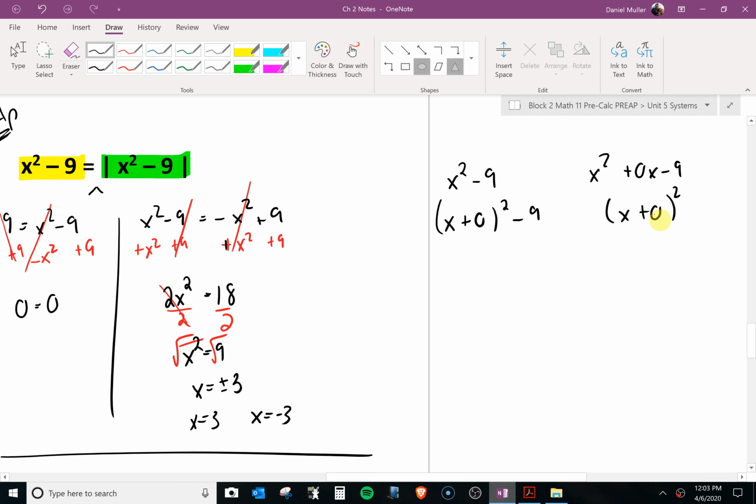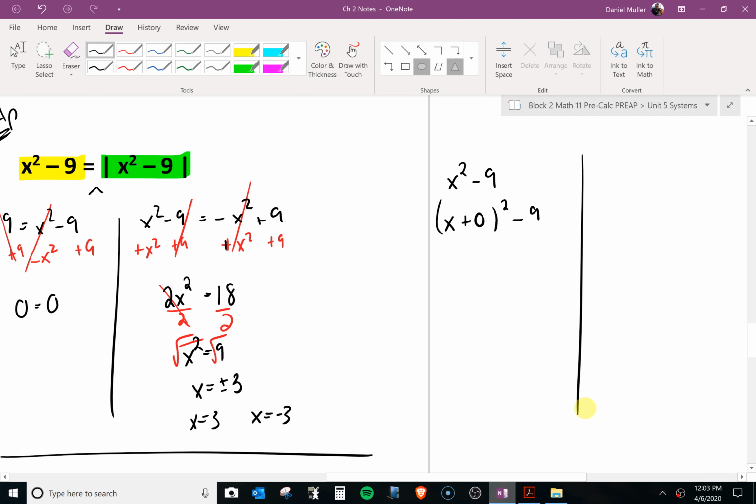And then you have 0 squared, which is 0. And times by the number in front. There's nothing in front. So 0 squared, you're at 0. You need to get to negative 9, so you're going to minus 9. Either way, you're going to get the exact same thing. X plus 0 squared minus 9. So whenever you're missing the middle term, you can put a 0x and complete the square. I just jumped right to this.